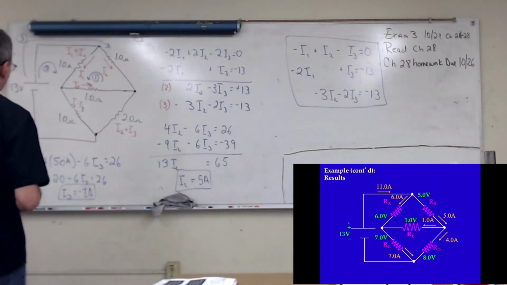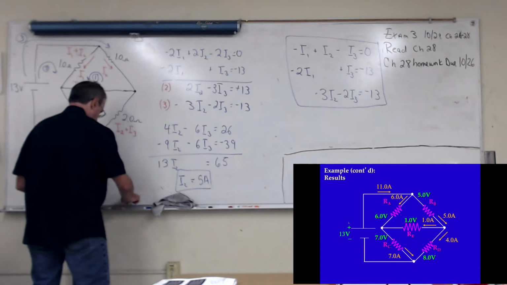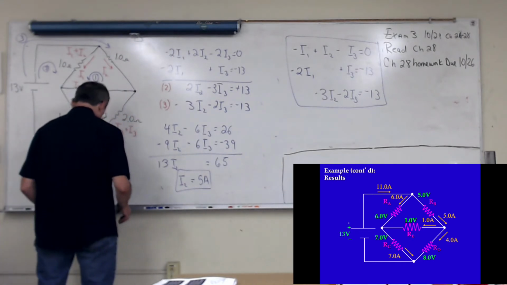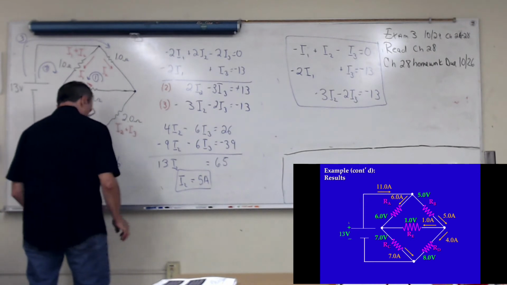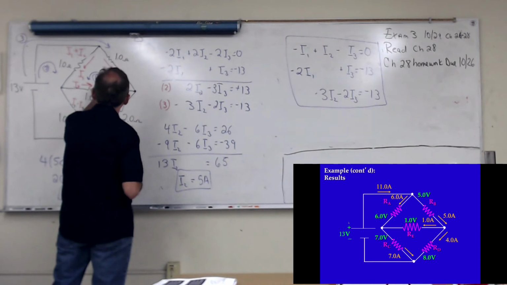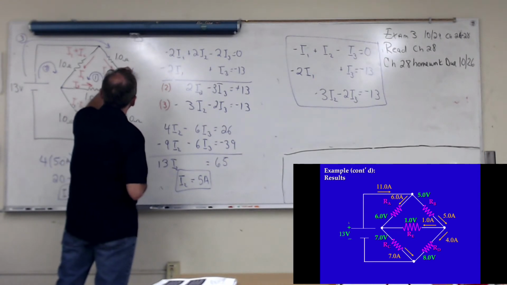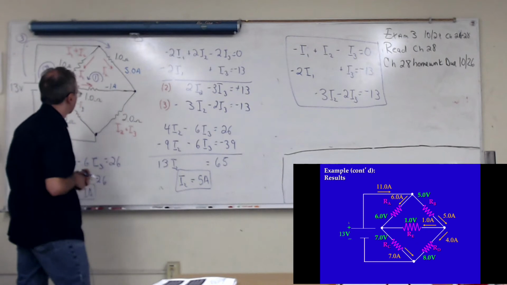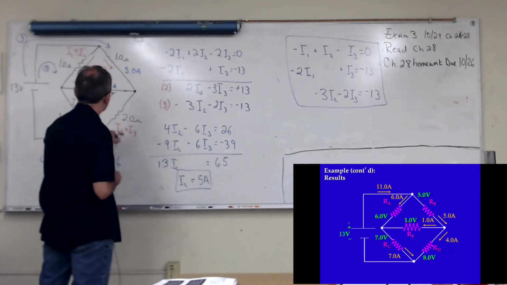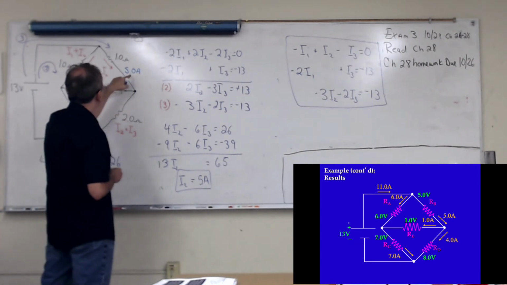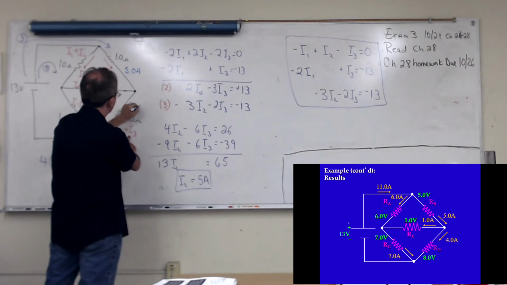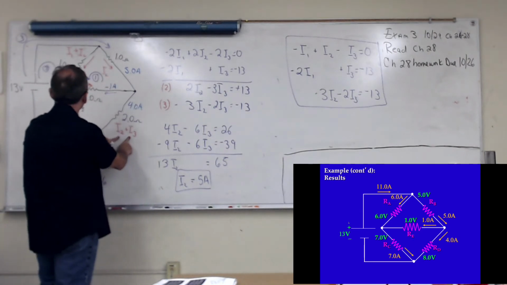And so, let me see if I can get a different color here. So this is minus 1 amp. This is 5 amps. So the current's really going this way. So what is this current? That one we haven't solved for, that one is 4. Yeah.